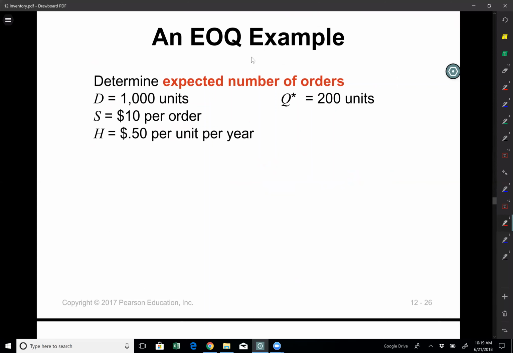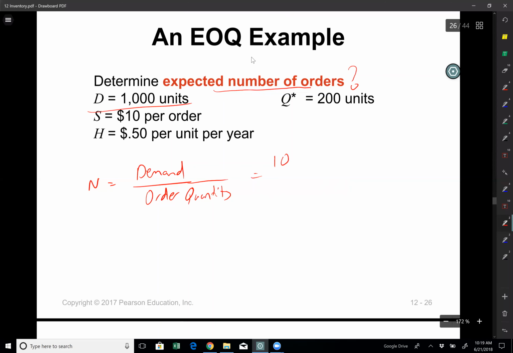All right, so then let's try to figure out the expected number of orders per year. That's simple too. So basically, I need to divide annual demand by order quantity. Okay, so my D is 1,000. If I divide 1,000 units every year, and I order every time 200 units, Q star, the optimal order quantity, that will give me 5 times. So I need to give 5 orders per year.